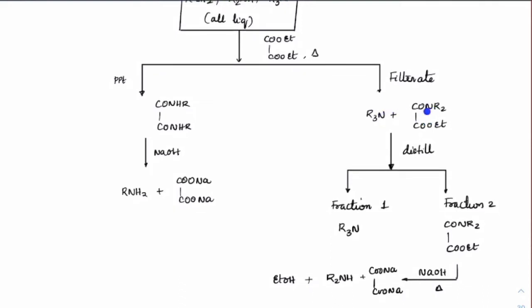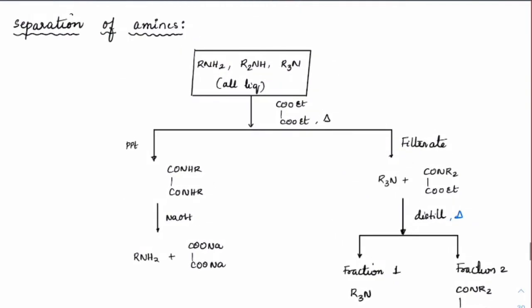Here, once you get this, distill it by heating. Because of this thick solution, it will take more temperature, which means the boiling point would be more for this. R3N can be fractionated easily, and fraction 2 which remains would be the secondary amine. React that with NaOH, we will get the secondary amine, and the fraction we got would be only the tertiary amine. So this is the way we can use it for separation.